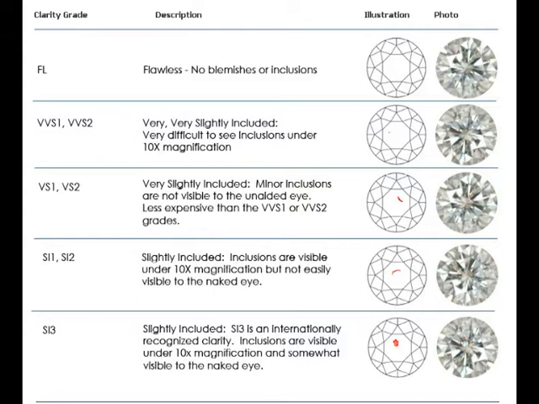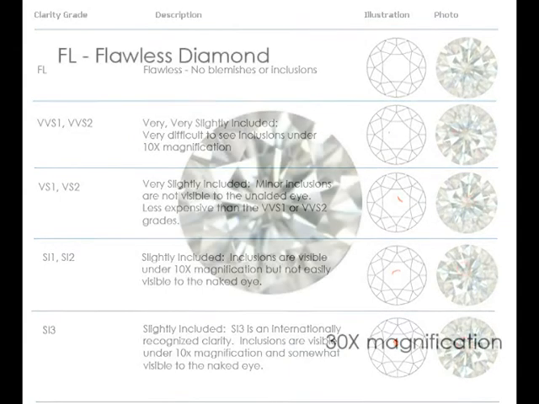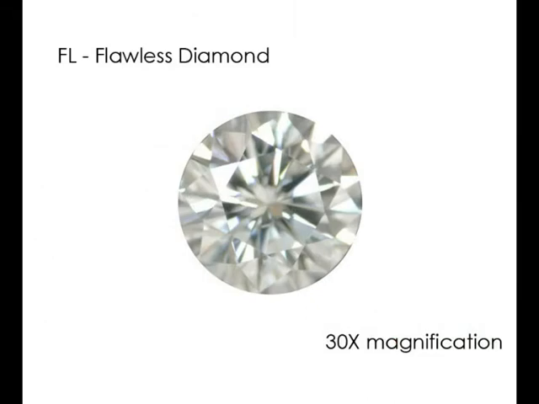A flawless stone is a diamond without any blemishes or inclusions. You can currently see a picture of a flawless stone under 10 power magnification, and the next picture that you will see is the diamond magnified at 30 times.